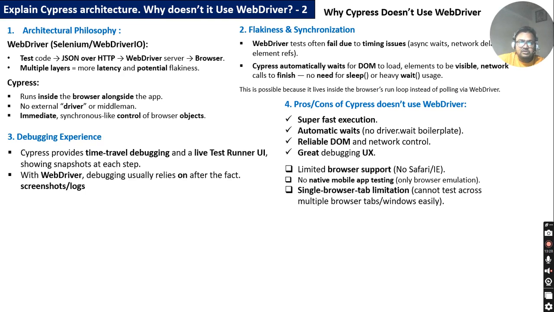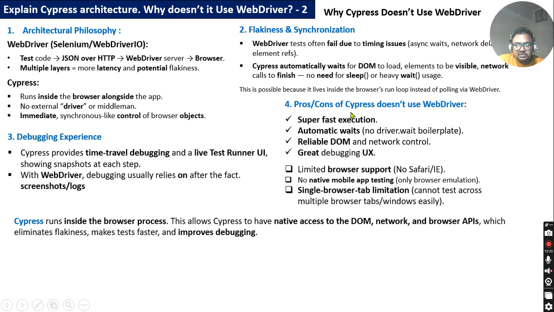Okay guys, so these are the 4 things: architecture philosophy, flakiness and synchronization, debugging experience, and pros and cons of Cypress. Cypress runs inside the browser process. This is some kind of highlight. It allows Cypress native access to the DOM, network and browser APIs, which eliminates flakiness, makes tests faster and improves the debugging experience. This is one of the crucial things when you answer, and this video will give you insight into the Cypress architecture, the 3 key components, and why it does not use the WebDriver.